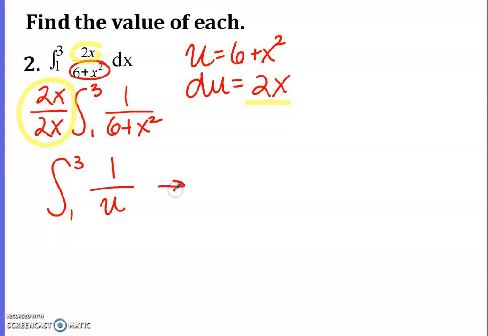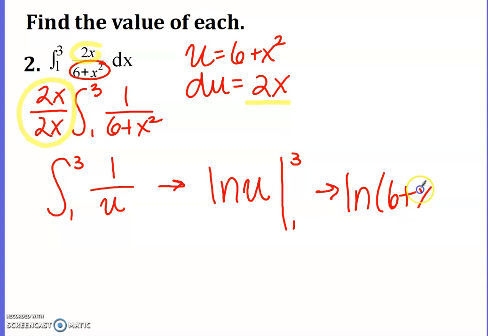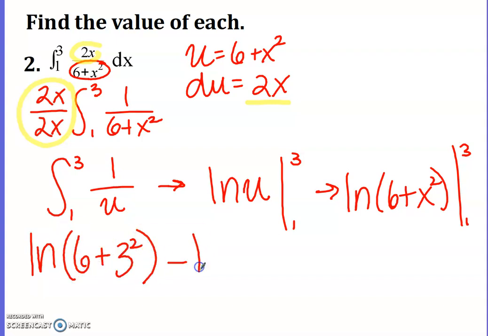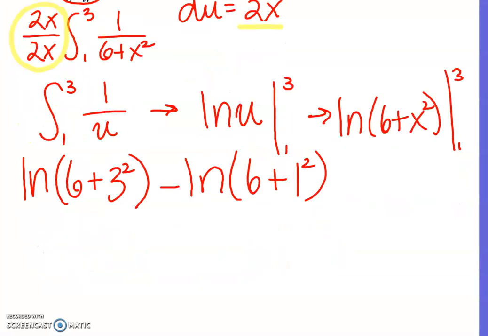When I go to evaluate this, it's just going to be ln u. Again, you put plus c, but since it's a definite integral, we can leave that off. Sub back in 6 plus x squared, and then we're going to evaluate it. So we have ln of 6 plus 3 squared minus ln of 6 plus 1 squared. This is going to become 3 squared is 9, plus 6 is 15. This is going to become ln 7.